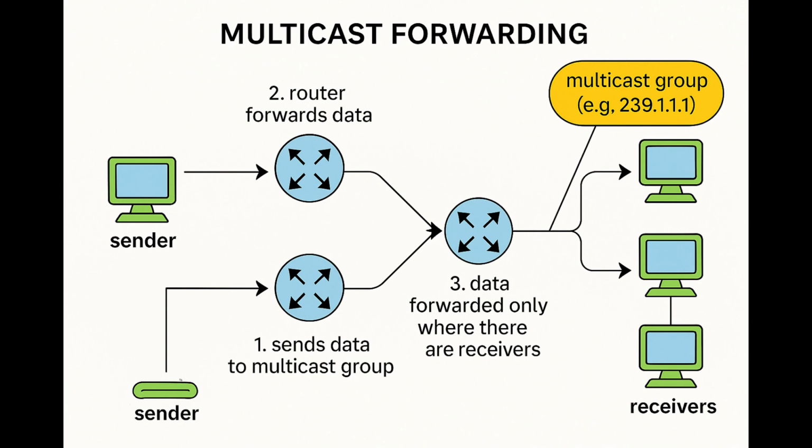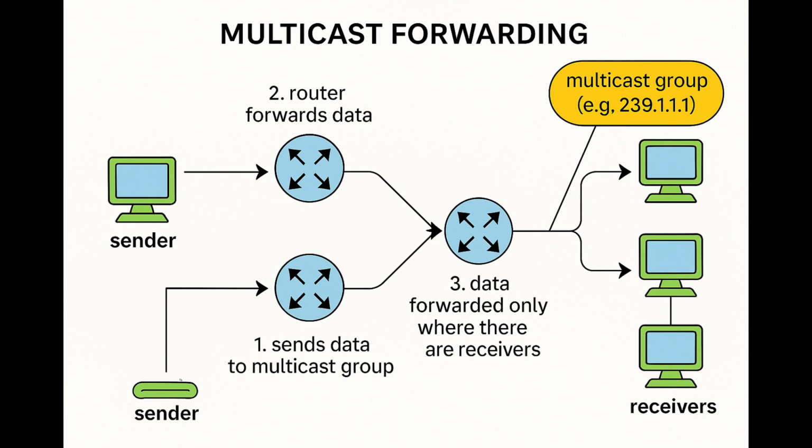Example 3, IPTV services. TV channels are sent using multicast, so only users watching that channel receive the data. Multicast forwarding reduces bandwidth usage, improves performance, and scales very well for large networks.